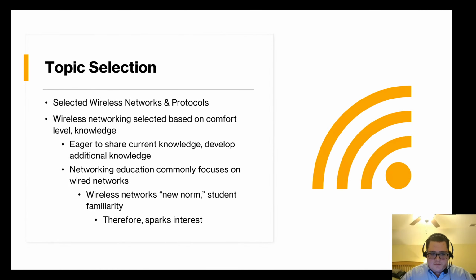There you go. So the first step in the process was to select a topic. In this case, we selected wireless networks and protocols. And this topic was selected based on the comfort level and knowledge of the team members. We were eager to share our current knowledge, but also develop additional knowledge.